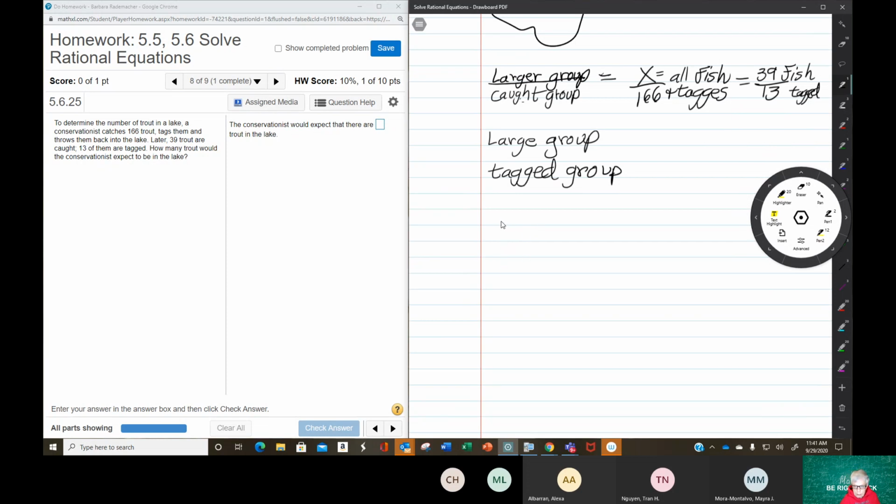All right, so number of fish in the lake over tagged fish equals larger group over tagged. There you go. This is a proportion, and this is actually how the number of animals in a specific area are estimated. You never get an exact count. You have to estimate based on this way of doing things. It's called a proportion.